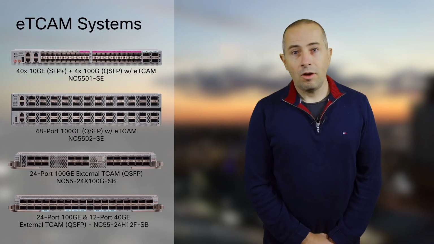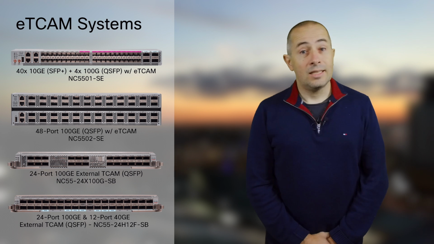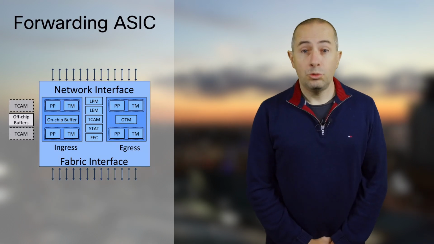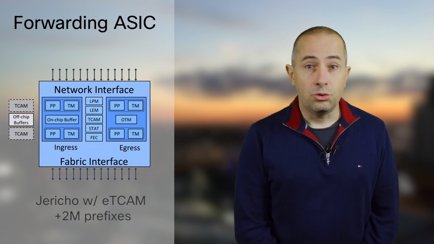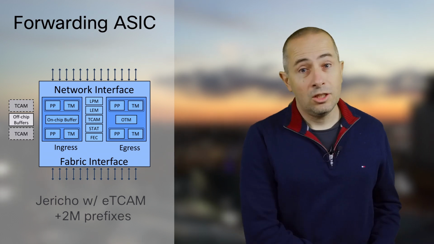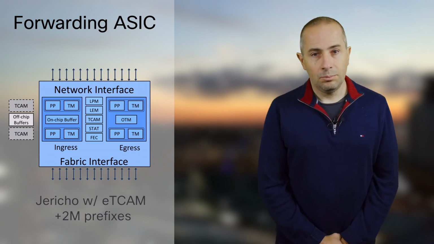Today, we will present you a situation where you need even larger routing tables. And that's the purpose of the system based on Jericho forwarding ASIC with external eTCAM. It's an external memory that offers up to 2 million extra v4 entries. We'll detail the logic used to sort the routes between the different internal and external resources, and this with concrete, real-life examples.